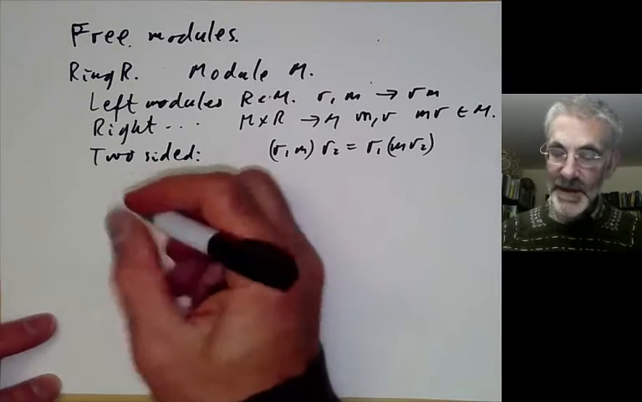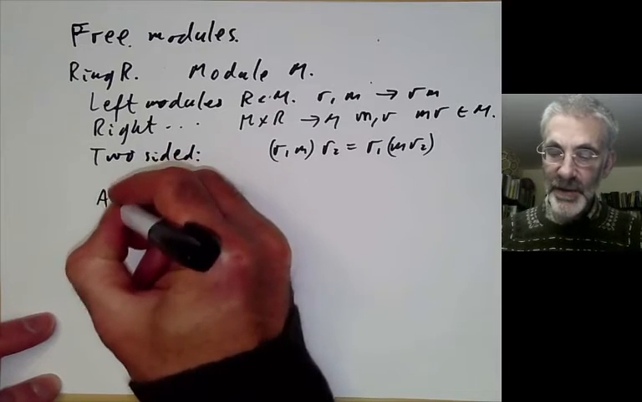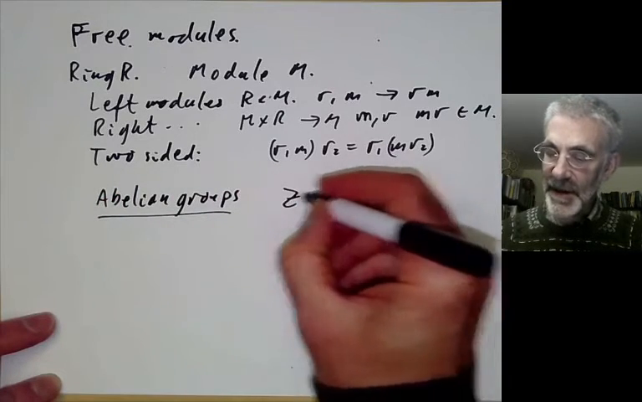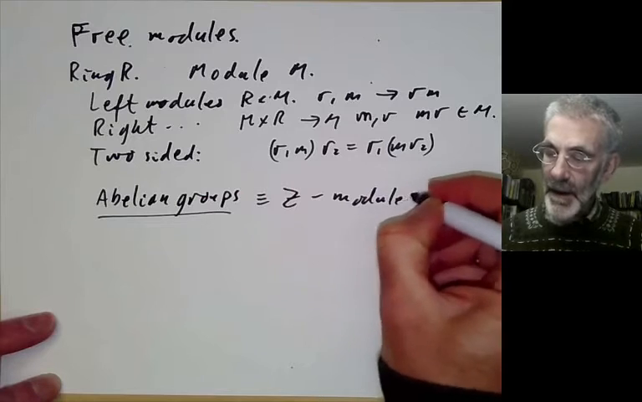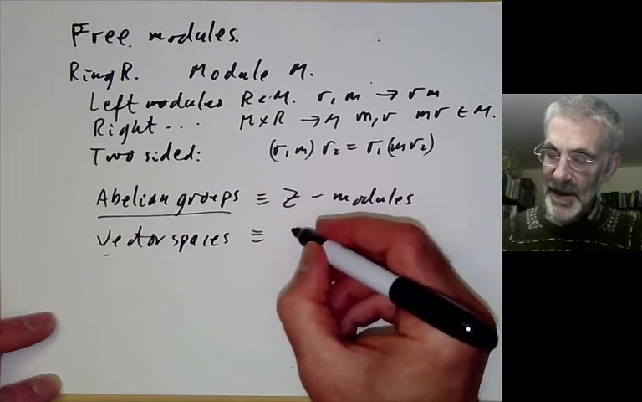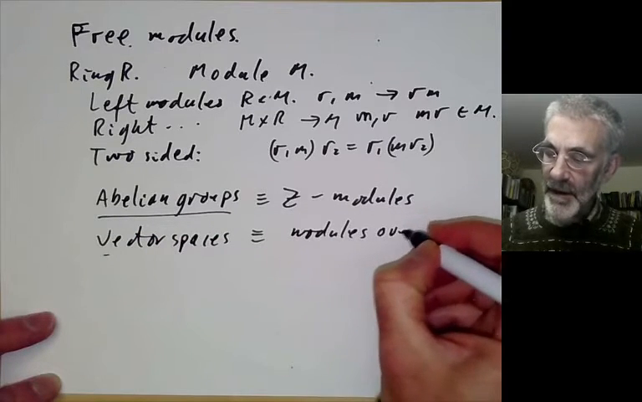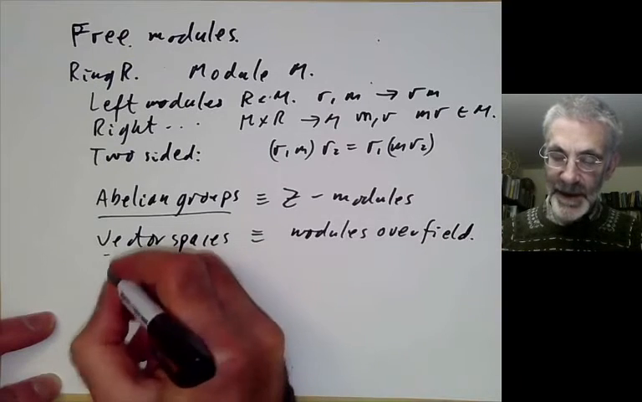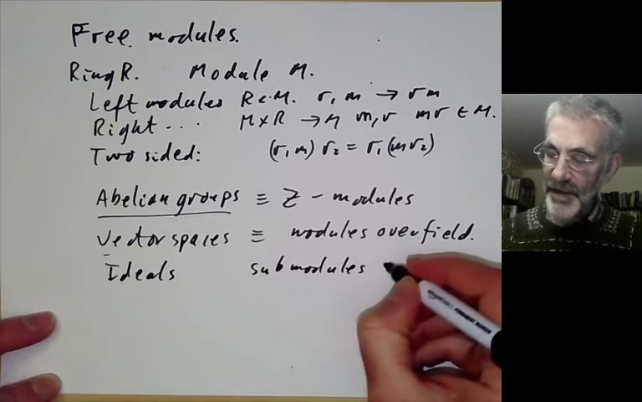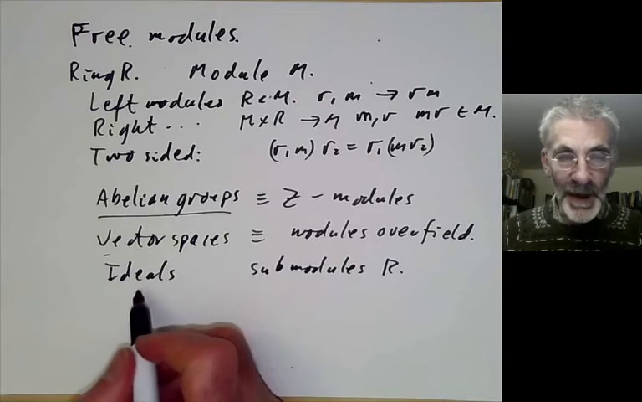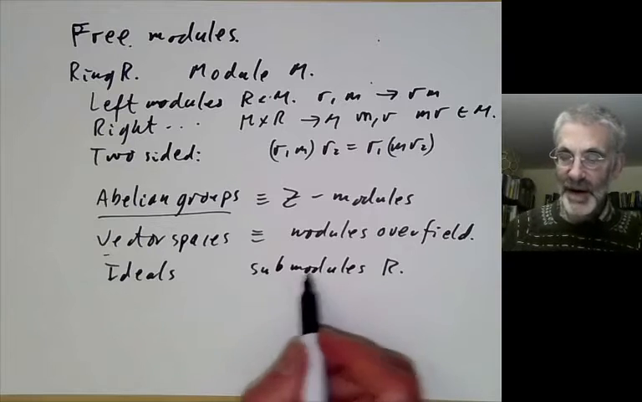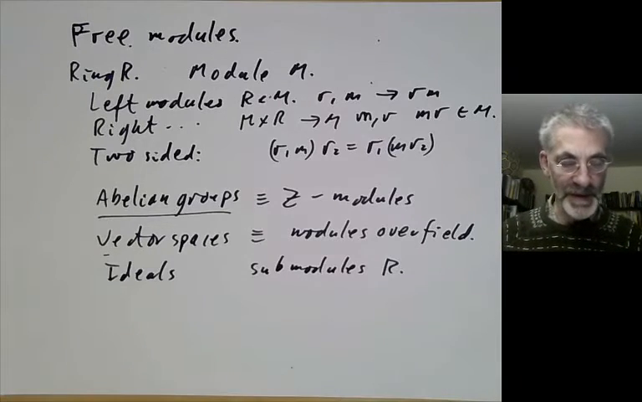So just to recall the basic examples of modules, abelian groups are just the same as modules over the integers. Vector spaces are just the same as modules over a field, and ideals are the same as submodules of the ring R. And we can have left ideals and right ideals and two-sided ideals, and these correspond to left, right and two-sided submodules. I won't define what submodules are because this is kind of obvious.